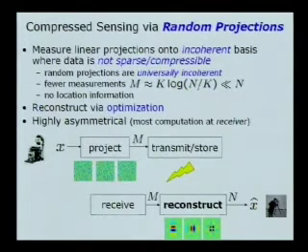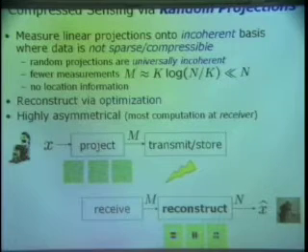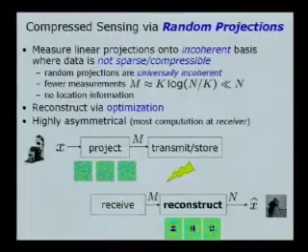Now, another interesting property is that this is also a highly asymmetric system. In contrast to the DSP paradigm from before, where the encoder was running a lot of computation, here the encoder is only taking these m random projections. That's it. In contrast, on the reconstruction side, we're using an optimization algorithm where things could be a bit more interesting.